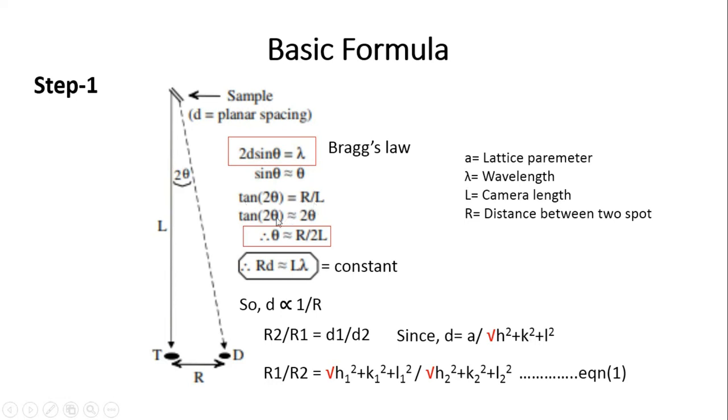Here also theta is very small, so tan 2 theta equals 2 theta, so we will get theta equals R by 2L. From these two formulas we will get Rd equals L lambda, and L lambda is constant, so d is proportional to 1 by R. So by this, R2 by R1 equals d1 by d2, and since d equals a by under root h square plus k square plus l square, by putting the value of d we will get R1 by R2 equal to this.